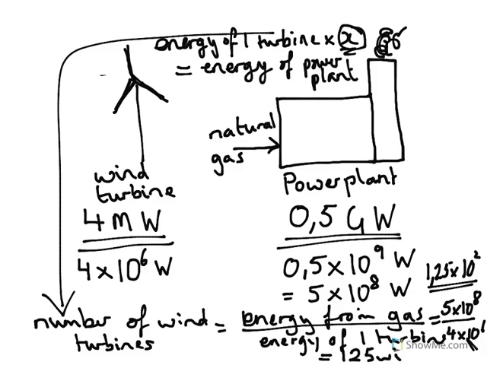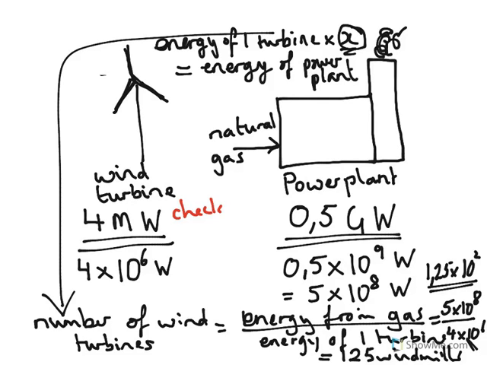which is the same as 125 windmills. So we will need 125 windmills to give us the same amount of power as a half gigawatt power plant. Before we finish this question, we should of course do our final check.